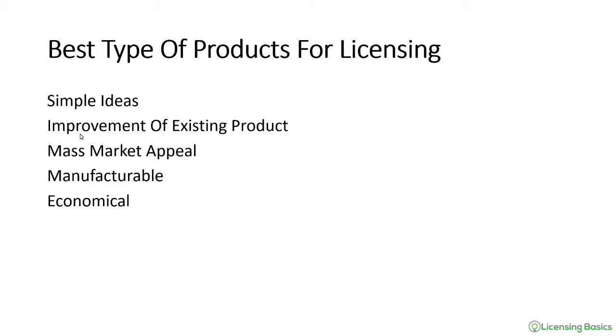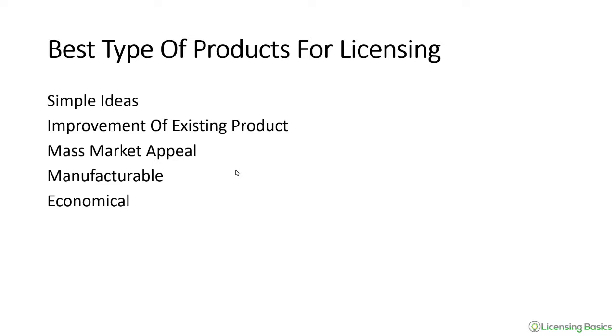However, there is no crystal ball, but there is the best type of products for licensing. There's a specific type of product in general that does better in the licensing world, and that's usually simple ideas, improvements of existing products, products that have mass market appeal, products that are easy to manufacture, and products that are economical, so things that most people can afford. And these are not only easier products to license, but they're better products to license.